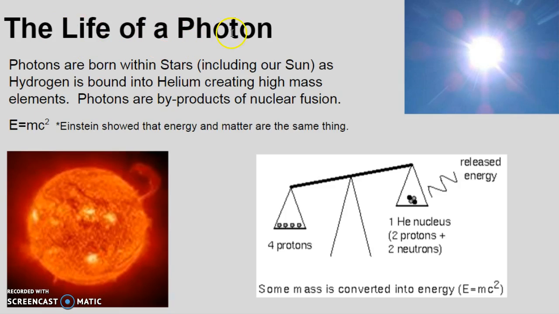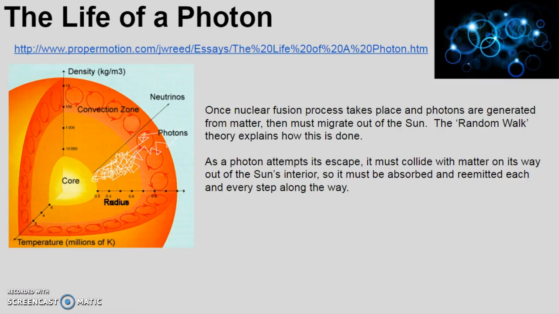So now we have this photon, and it's just been formed, just been created from the conversion of matter inside the star. So photons are born within stars, including our sun, as hydrogen is bound into helium, creating a higher mass element. Photons are the byproducts of nuclear fusion. And Einstein showed us that energy equals mass times the speed of light squared. He showed us that these are really just the same thing. That the total matter in equals the total matter out plus the change in energy. It's pretty crazy how that works out. But it's not that simple. That photon has just been liberated from its matter form, but now it has to get out.